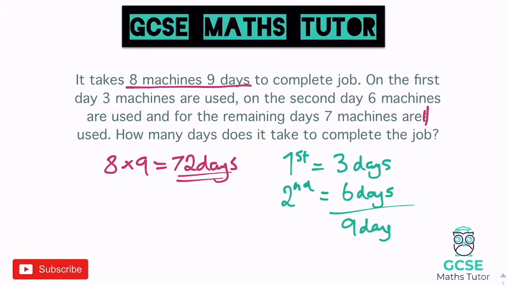The 3 and the 6, 9 days of those 72 have been done. So if we take away those 9 days, how many actual days do we have left? 72 take away 9 leaves us with 63 days of work that needs to be done. So we have 63 days that need to be done. Right, it says for the remaining days, 7 machines are used, and we've still got 63 days of work to be done.